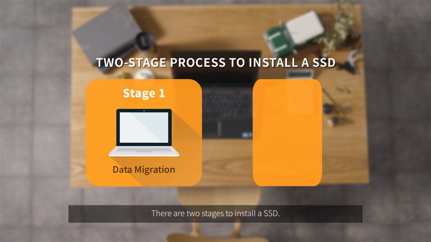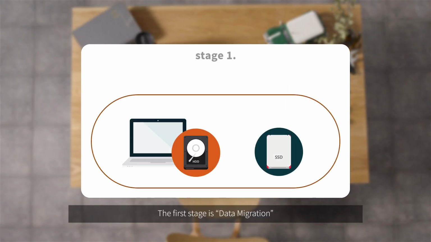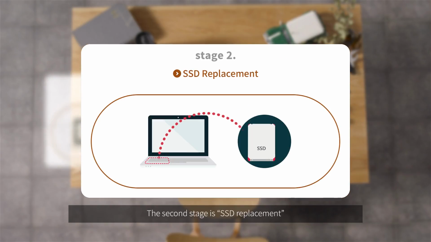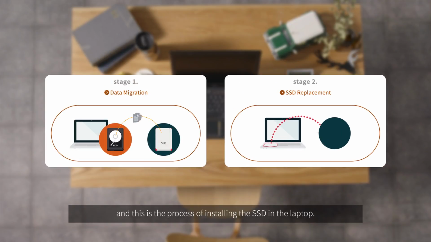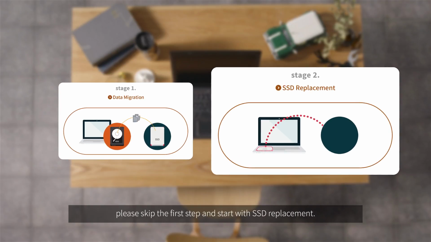There are two stages to install an SSD. The first stage is data migration, and this refers to transferring data from the hard disk to the SSD. The second stage is SSD replacement, and this is the process of installing the SSD in the laptop. If you are planning to install a new operating system in your laptop, please skip the first step and start with SSD replacement.